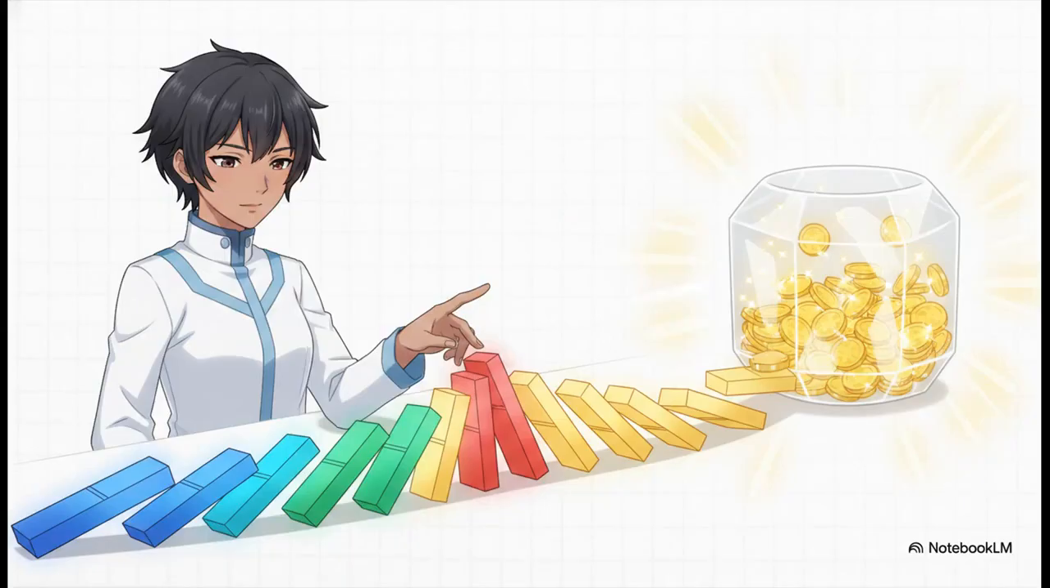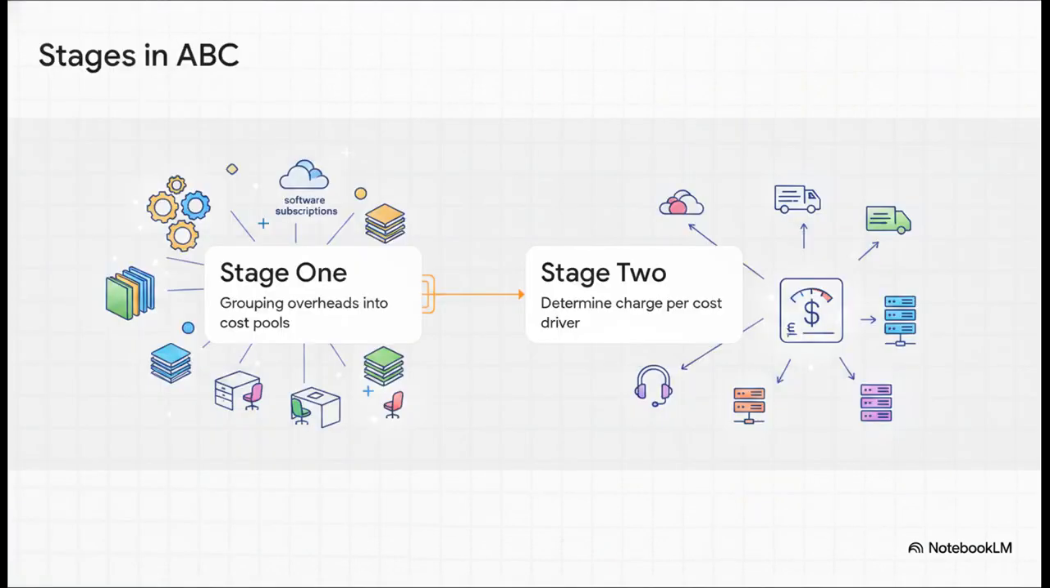To make ABC work, you have to find the cost driver. This is the fundamental trigger. A cost driver is any factor that causes a change in the cost of an activity. It asks the central investigative question: what specific action is literally making this bill go up? Implementing activity-based costing involves two really distinct stages. Stage 1, instead of grouping overheads by department, you group them into cost pools based on activities. Stage 2, you determine the specific charge rate per cost driver.